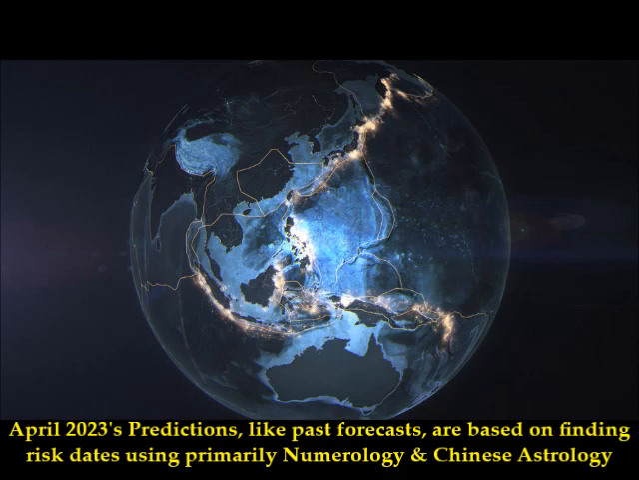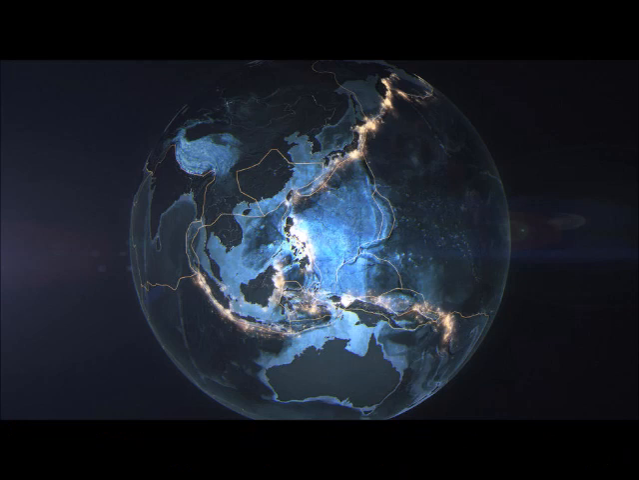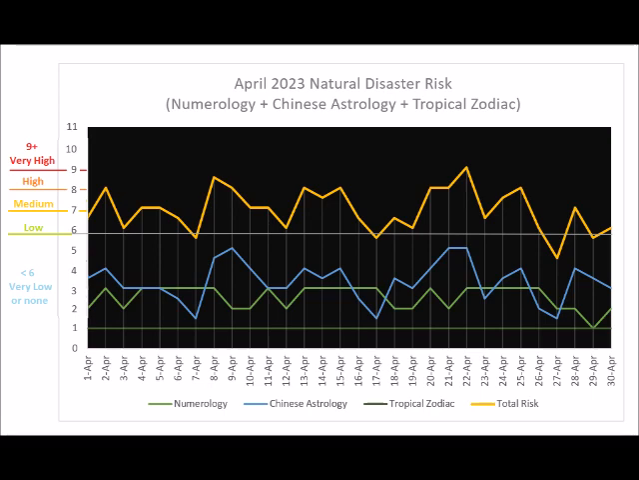In this month's situation, we're just going to take a look at the actual chart right off the bat, so you guys can see how the dates are looking based on numerology and Chinese astrology and the tropical zodiac. This is it right here, and we're going to take a look at that yellow-orange line that's at the top part of that graph. That yellow-orange line represents the total risk for the dates based on numerology and the Chinese astrology and the tropical zodiac, which are in the other colored lines at the bottom of the graph in the greens and the blue. It's actually the sum of the green and blue lines that give us the yellow-orange line at the top.